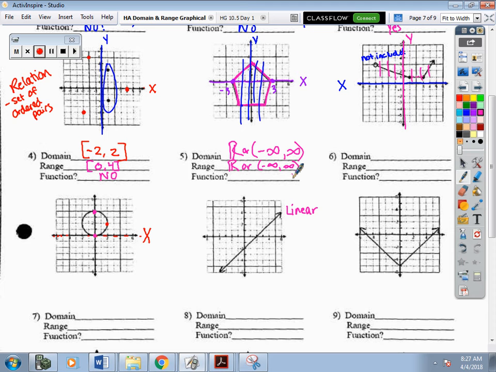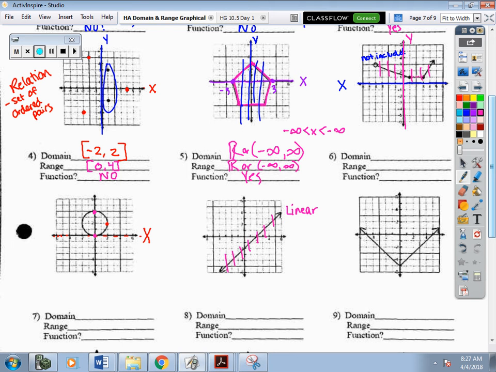There's no way to put an inequality. Well, I guess you could. But I probably would never write it that way. You could if you wanted to. And then this one obviously is a function. It's linear. Passes our vertical line test.